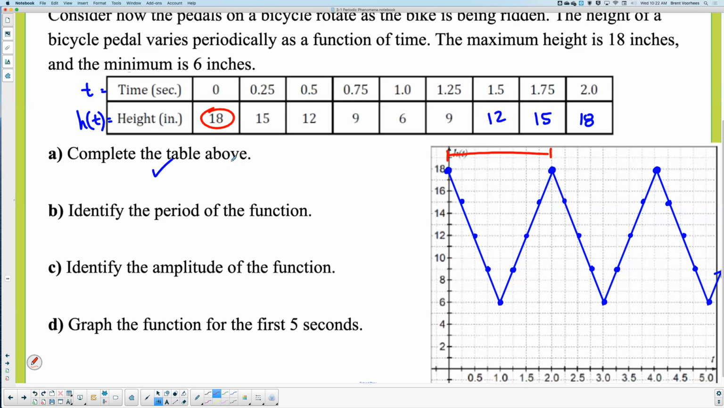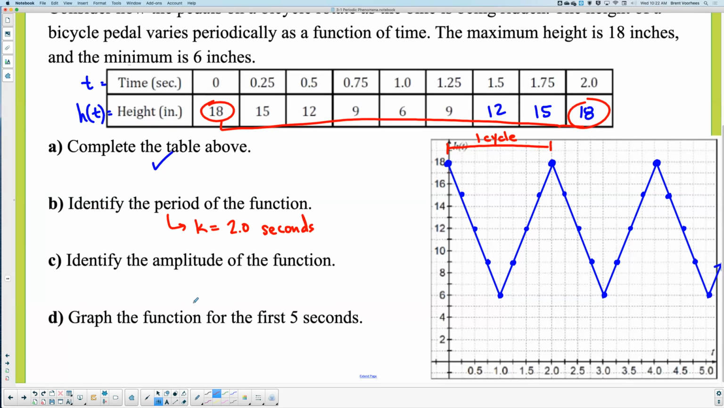If the maximum is 18, where's the next maximum up here? 18. That's right, right there. So you're looking at the distance between 0 and 2. So that one cycle there, the period is 2 seconds. Now, the letter they're going to use for period, I'm going to go ahead and include this now, is K. This is 2.0 seconds. And I'll use the unit this time. They said it's in seconds, so I want to say 2.0 seconds. K is your period. We're going to use that definition from the very front of the packet. That's what the K refers to as the period.